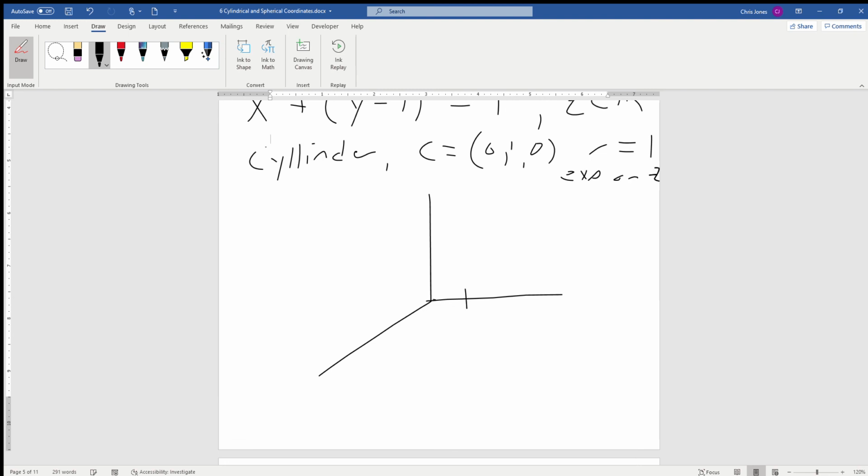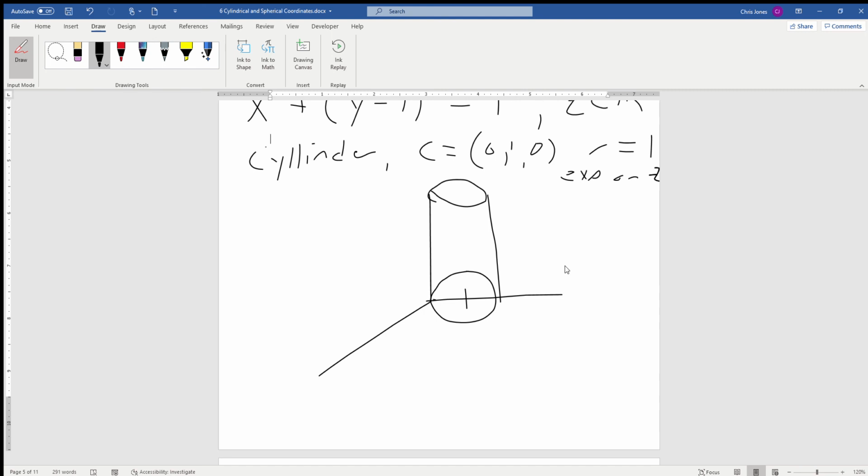So here's our center, here's our radius of 1. And essentially it's just going to conjoin with the z-axis, and we get this sort of shape. We'll try again. If it doesn't work, then that's that. It'd be a lot easier if it was paper, not a screen.